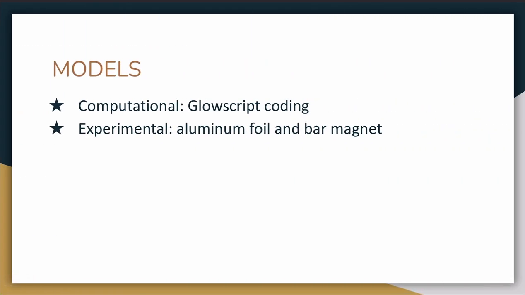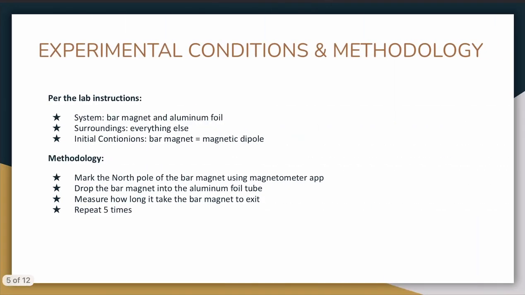For our models, we have a computational model, which will be using GlowScript coding, and we also have our experimental model, which is going to be aluminum foil and a bar magnet. Per the lab instructions, the system is going to be the bar magnet and the aluminum foil. The surroundings are going to be everything else. In our initial conditions, we have our bar magnet being representative of a magnetic dipole.